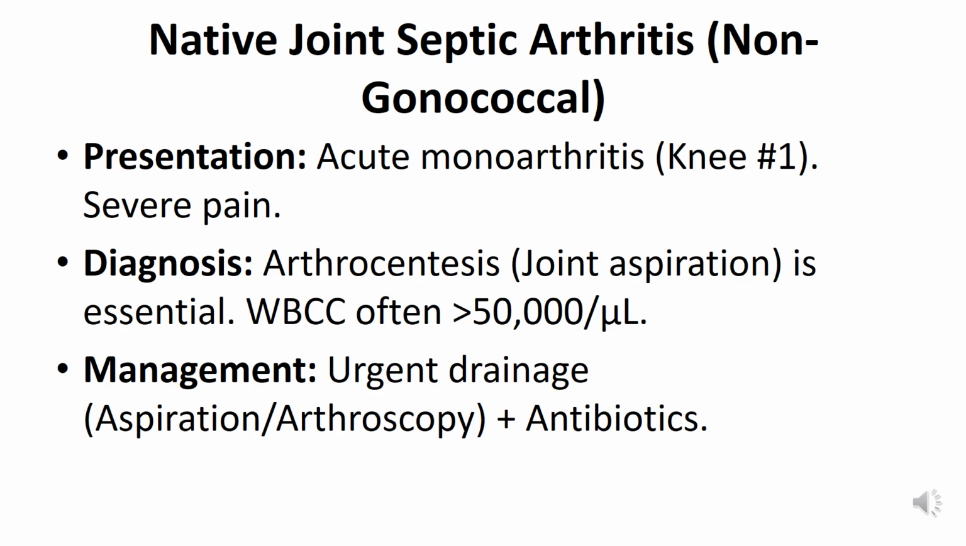Non-gonococcal septic arthritis refers to bacterial infection of a natural, non-prosthetic joint that is not caused by Neisseria gonorrhea. The infection most commonly reaches the joint through the bloodstream, although direct trauma or spread from nearby tissues can also occur. The classic presentation is acute monoarthritis, meaning the sudden involvement of a single joint. The knee is the number one site affected, making it the joint clinicians most often encounter in practice. However, the hip, shoulder, ankle, wrist, and elbow can also be involved.